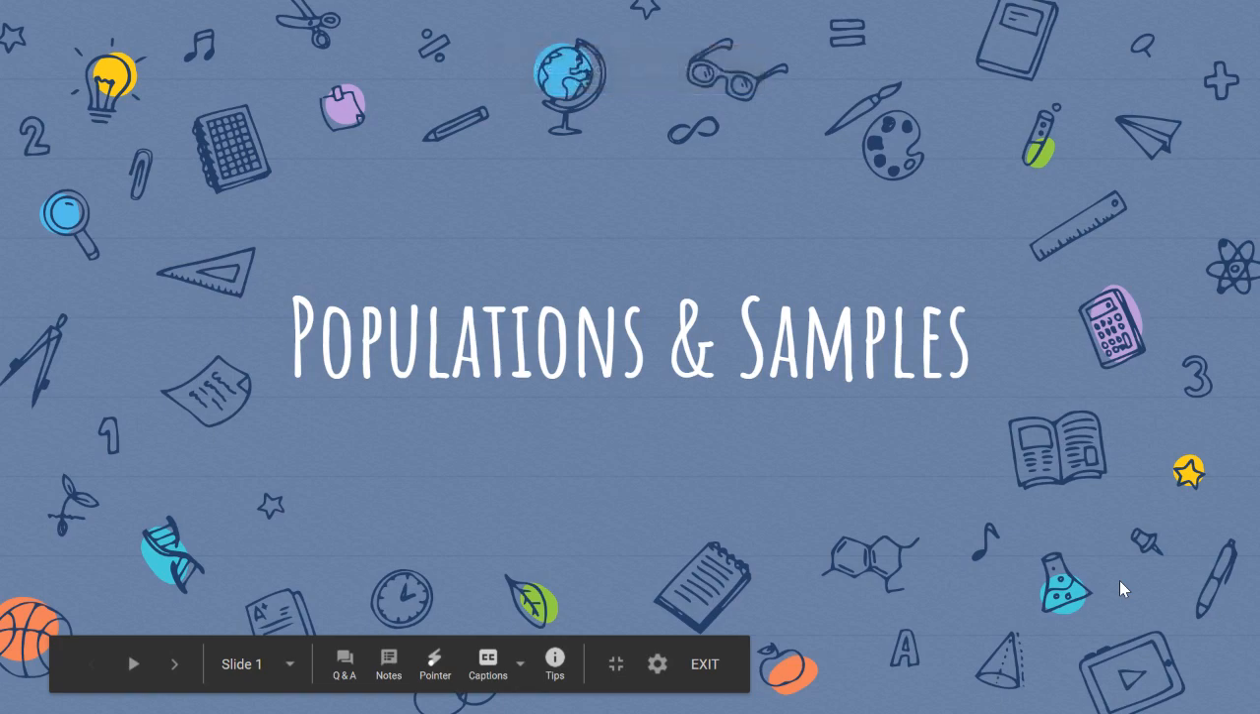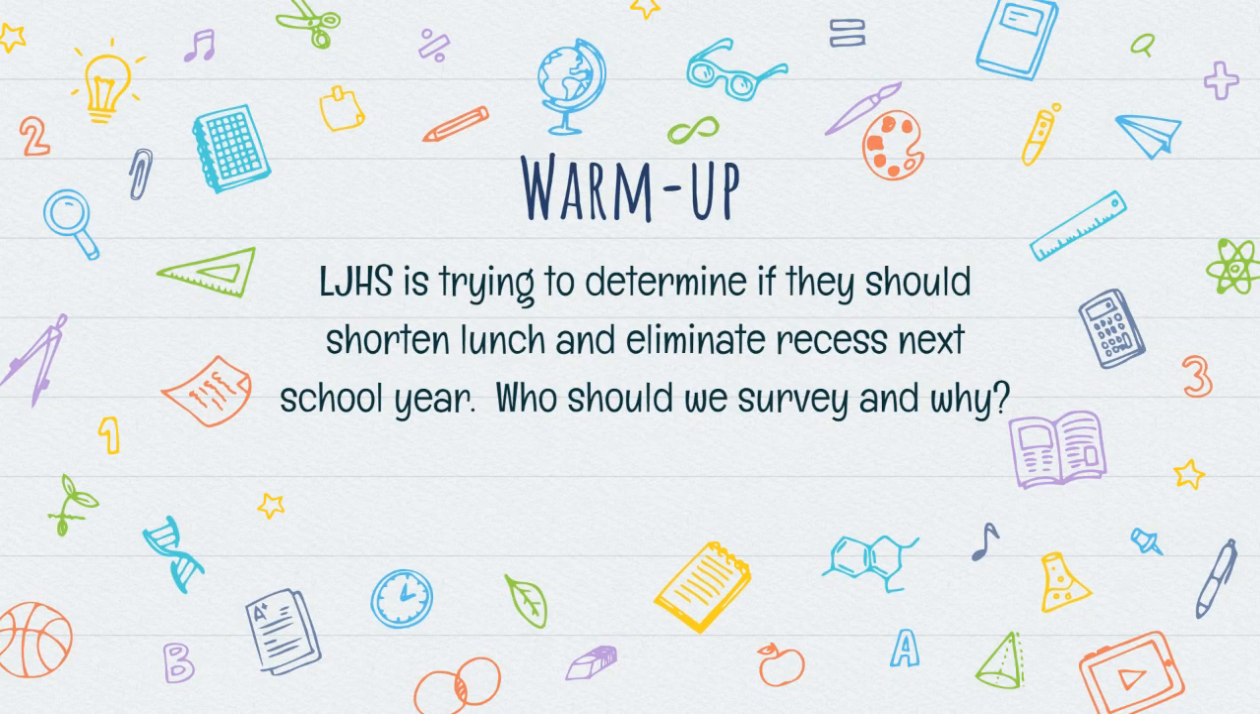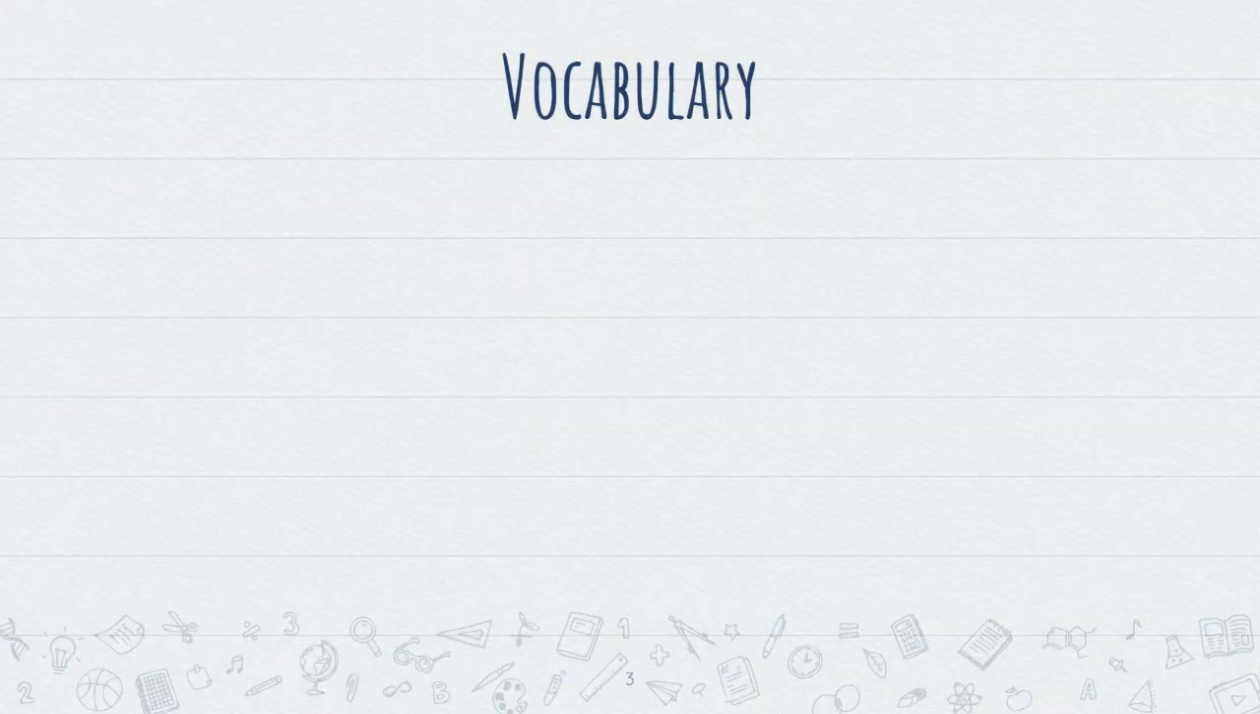Populations and samples. Let's consider that LJHS is trying to determine if they should shorten lunch and eliminate recess next school year. Who should we survey about this and why? By the way, this is not true. It's not happening. So some vocabulary.